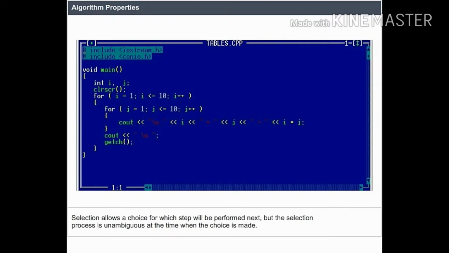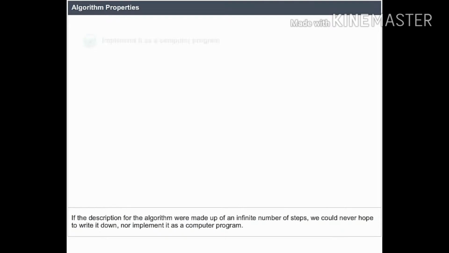Selection allows a choice for which step will be performed next, but the selection process is unambiguous at the time when the choice is made. If the description for the algorithm were made up of an infinite number of steps, we could never hope to write it down nor implement it as a computer program.